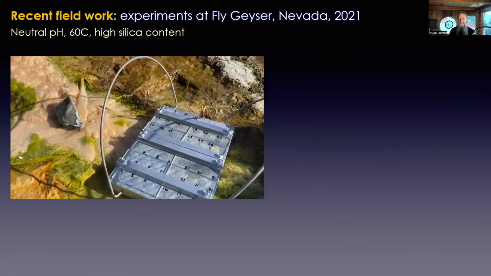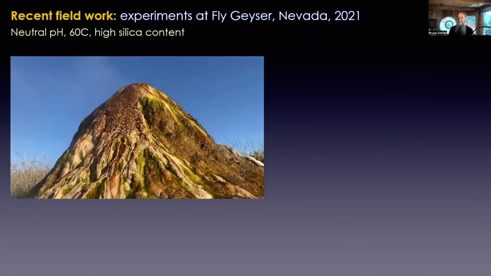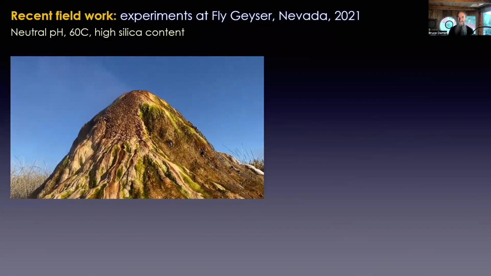So recently, we've been going out into the field and testing our hypothesis outside of the laboratory. This was a series of tests we did at a place called Fly Geyser in Nevada, near the site where Burning Man is held. In fact, the land itself is owned by the Burning Man organization, so we had to get permits from them. And we went out there with the BBC and they were able to capture our work on camera.